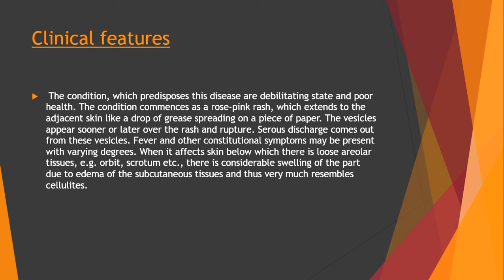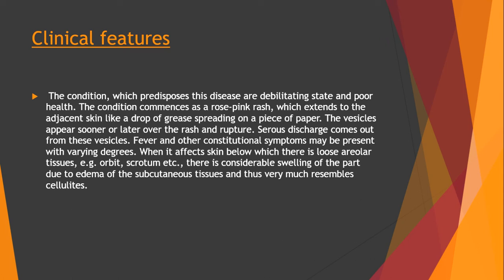Clinical features. The conditions which predispose to this disease are a debilitating state and poor health. The condition commences as a raw pink rash which extends to the adjacent skin like a drop of grease spreading on a piece of paper. The vesicles appear sooner or later with the rash and rupture. Serous discharge comes out from these vesicles. Fever and other constitutional symptoms may be present with varying degrees.